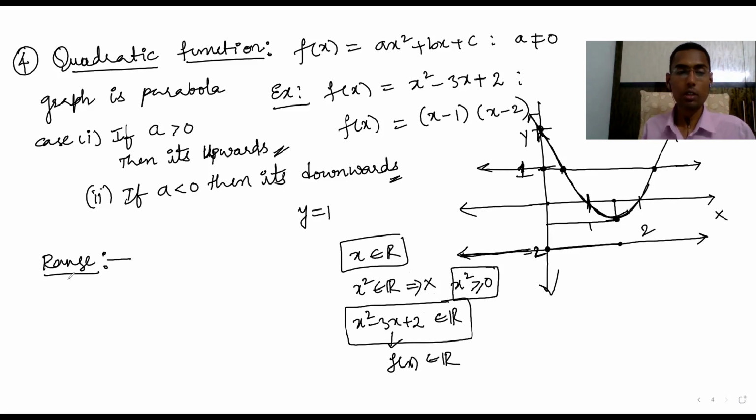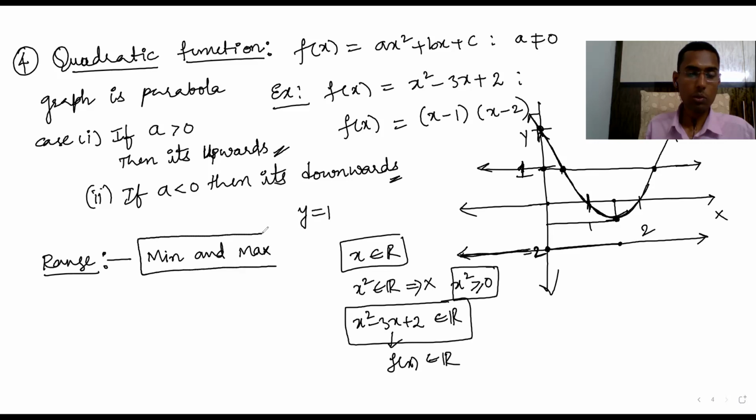Range means minimum and maximum. Here, if you see, the curve is continuous. Since we know it's a parabola, this function or curve is a continuous function. That means if you find the minimum and maximum, that's enough. What is the maximum? Up to infinity. Then we have to find its minimum value. How to find minimum and maximum will come later.